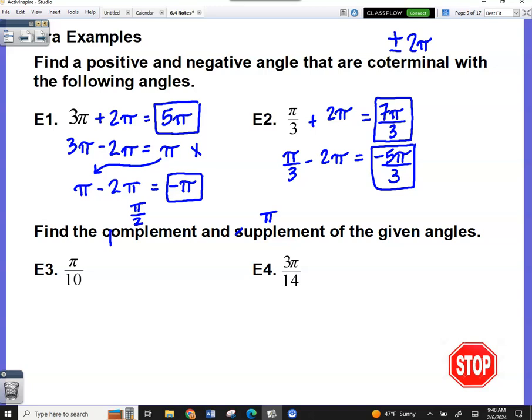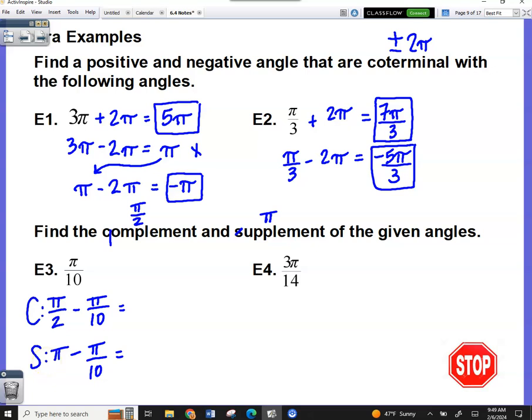Complement and supplement. Remember how to make a C into a 9 and an S into an 8 to remember 90 and 180. Then you should have committed to memory that 180 is 1 pi, so 90 is pi over 2. So the complement and then the supplement. So this is the setup for me to get both answers. This is the complement, this is the supplement.